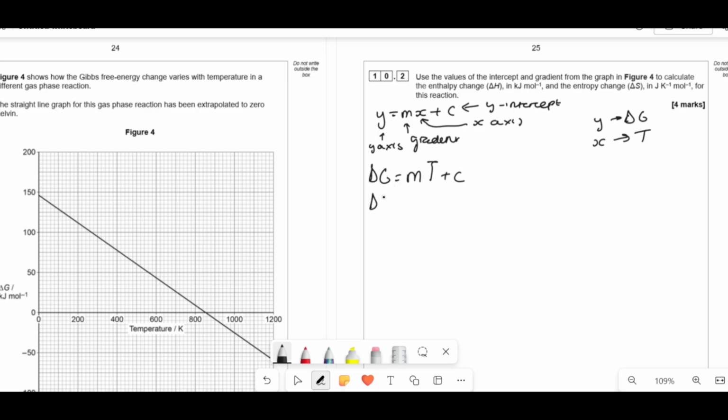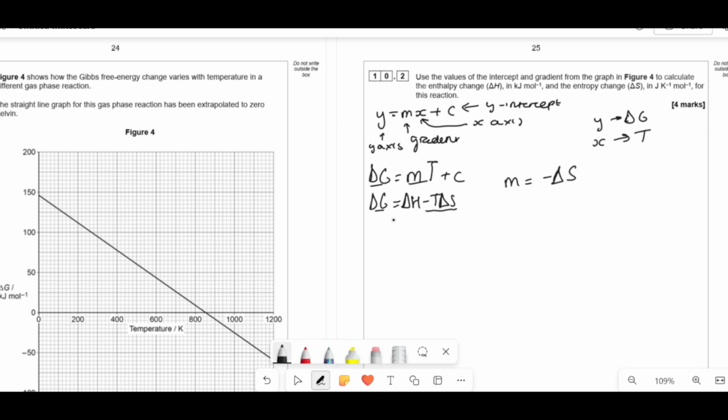Now, what you should do is relate it to delta G equals delta H minus T delta S and see what the matching parts are. So delta G matches here. We can see there's a T here, but it's got this part stuck on it. So if I compare this mT to minus T delta S, it must mean that m has to be the negative delta S here, because it's times onto the T. So m is going to be minus delta S.